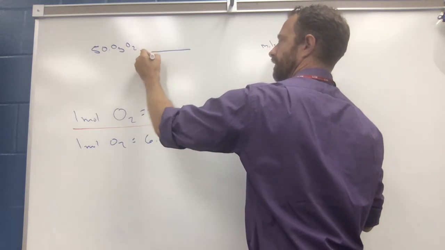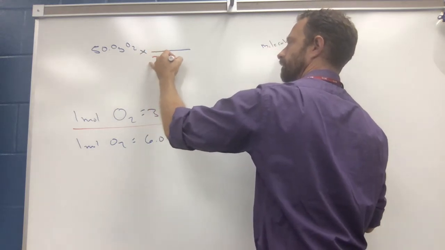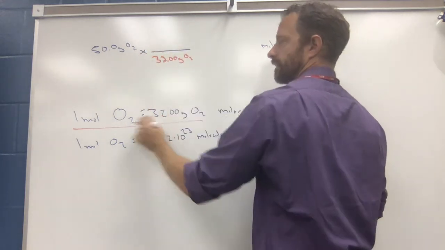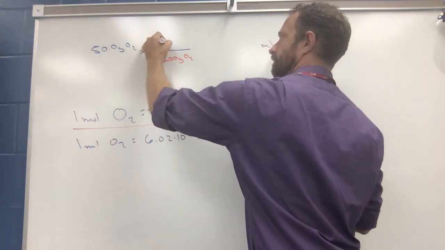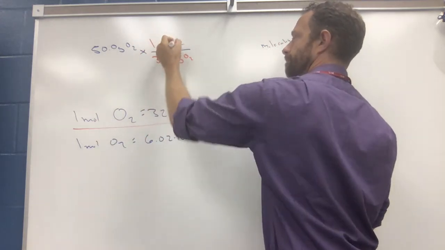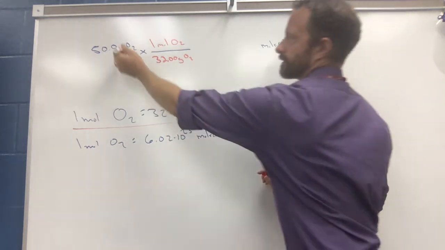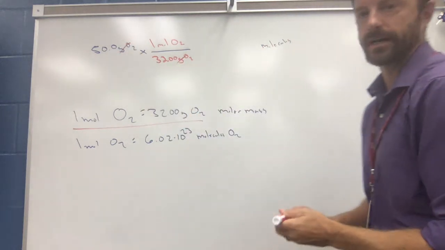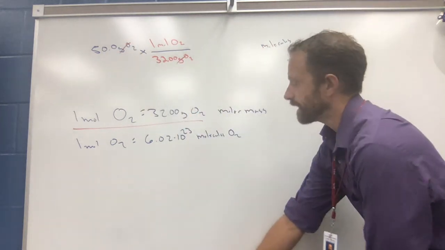And I'm going to say, well, for every 32.00 grams of oxygen, it is 1 mole of oxygen. Right? That's this red one. Now my grams have canceled, and I have moles of oxygen. So now I can do a second step.